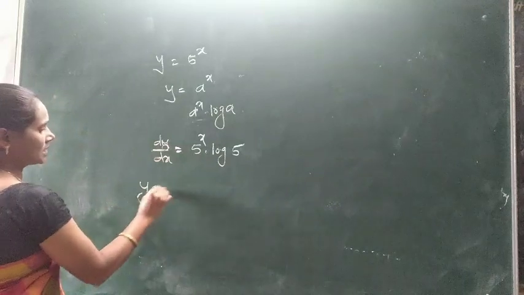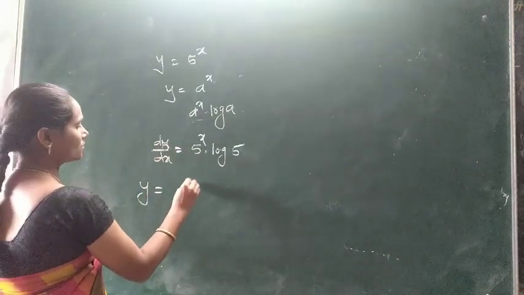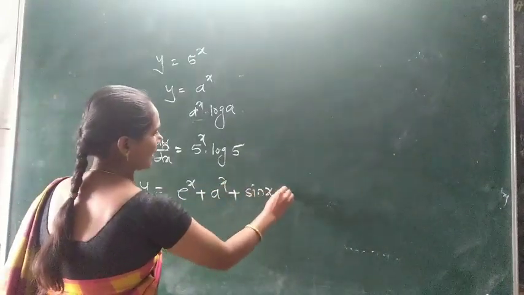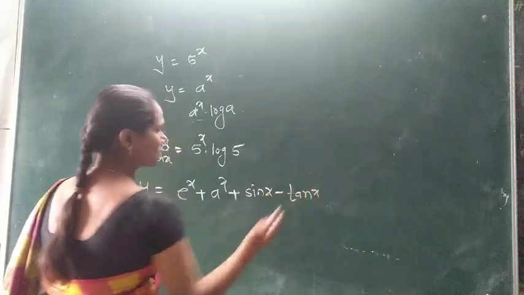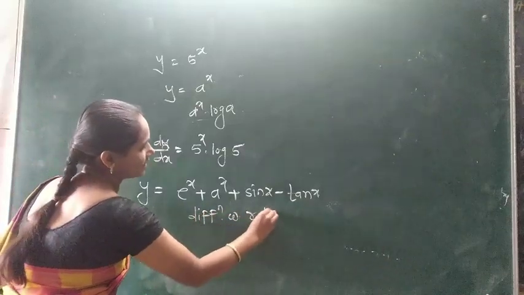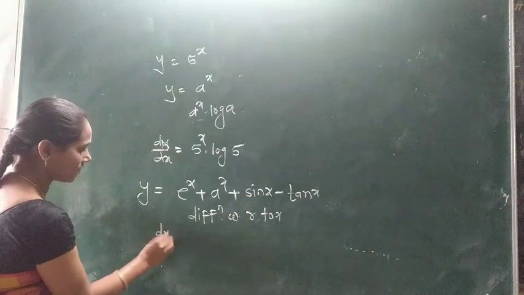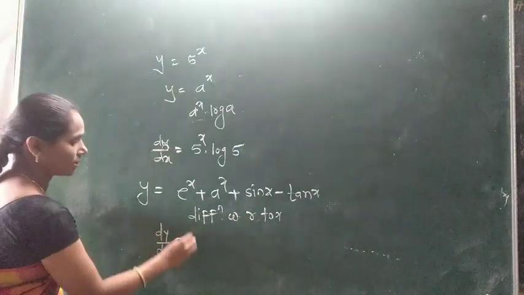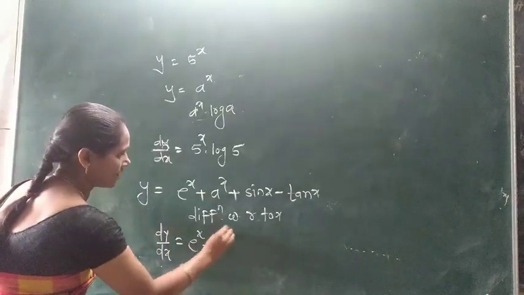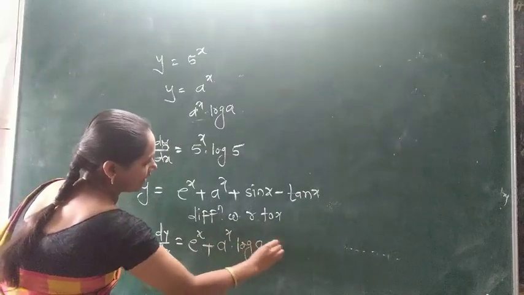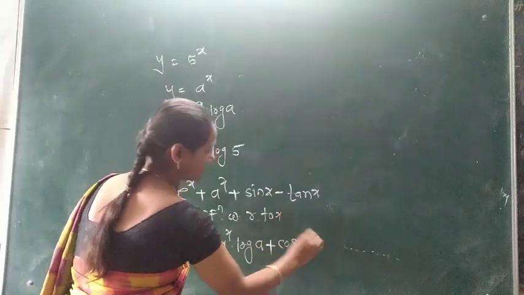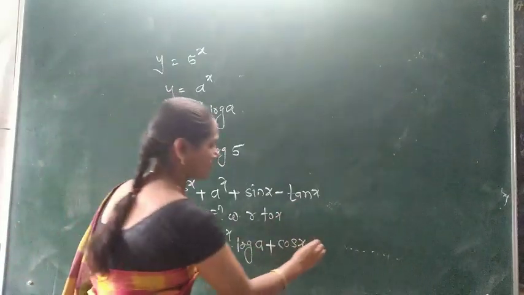Next one, y is equal to e raised to x plus a raised to x plus sin x minus tan x. So differentiate with respect to x. So derivative of y is dy upon dx. Derivative of e raised to x is e raised to x, plus derivative of a raised to x is a raised to x into log a, plus derivative of sin is cos x. Here minus sign, so keep minus as it is. Now derivative of tan is sec square x.